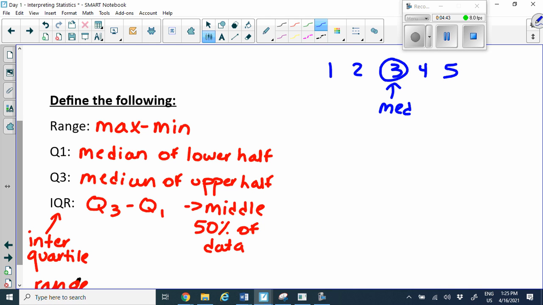All the values below our median, that is what we call the lower half. It's the lower amount of our data points. So in this case, we have 1 and 2. Well, 4 and 5, that's going to be the upper half of our data points.